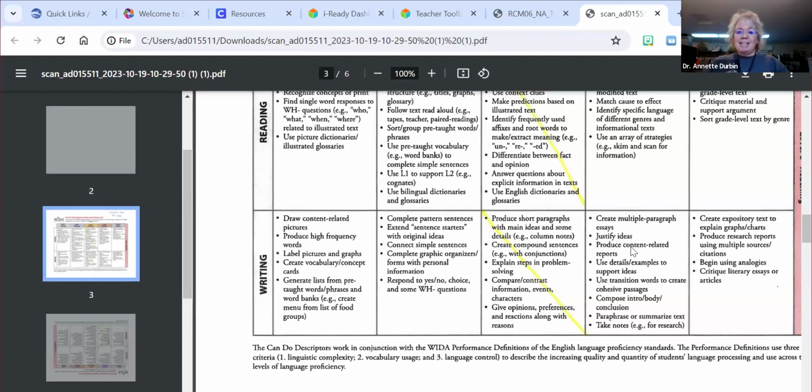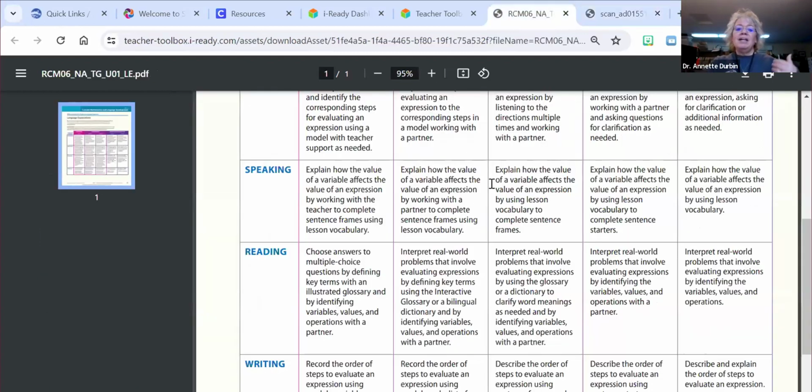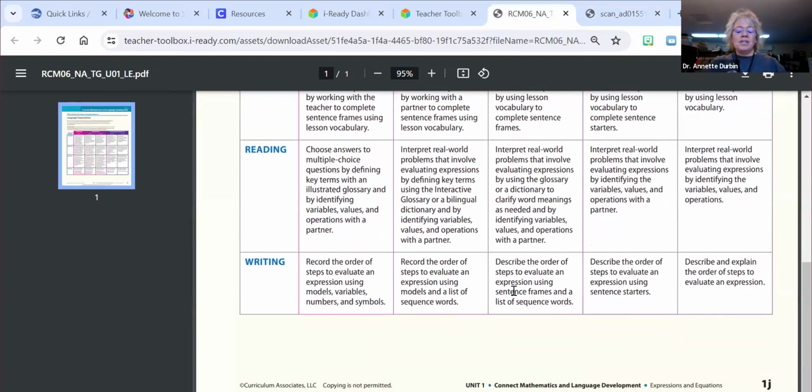However, in math class, we're not typically doing a lot of those things, okay? So in your math class, and you're looking at your specific learning target for the unit, right?